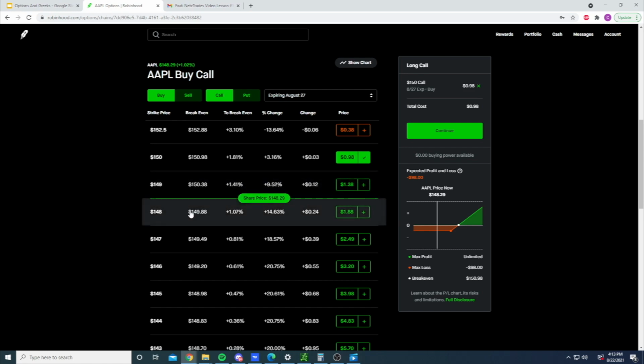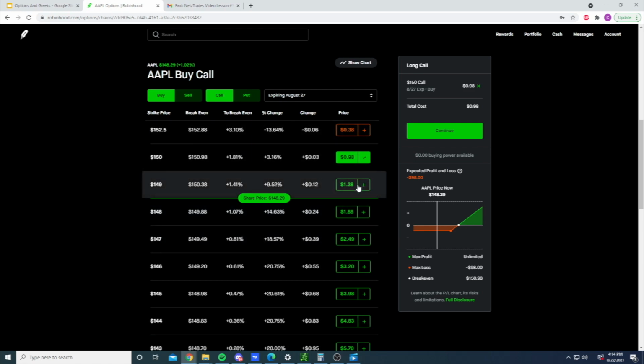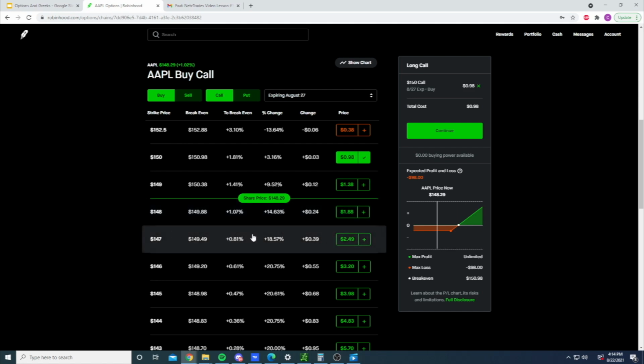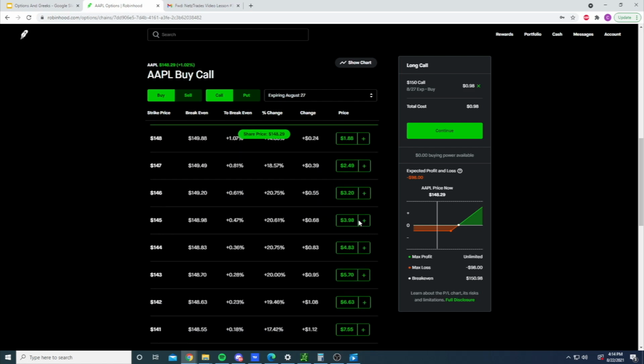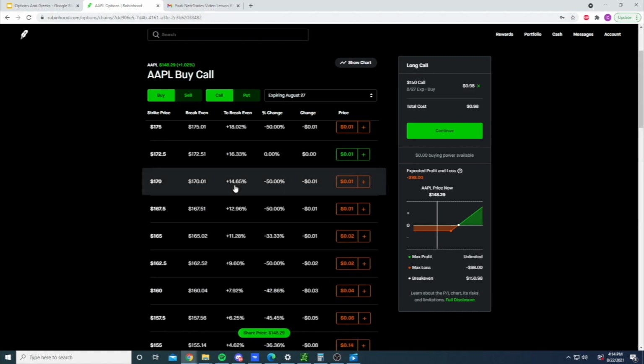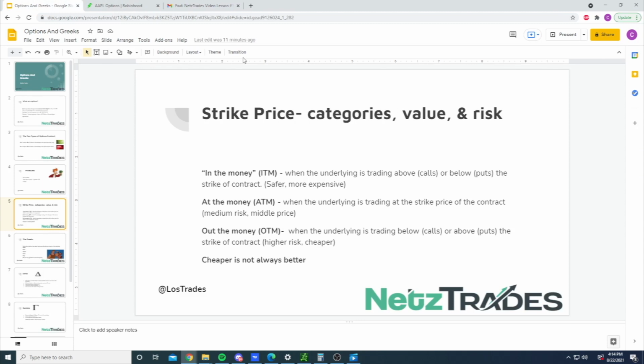Then you have 148.29, which is what Apple is at. Right here, this 148 strike price is at the money, since it's medium priced compared to what the in the monies and out of the monies are. So that is an at the money contract here. Anything below this 148 is an in the money contract, and you can see that the premium drastically increases the further in the money you go. So those are the different categories of strike price.